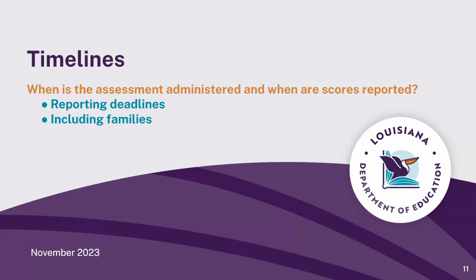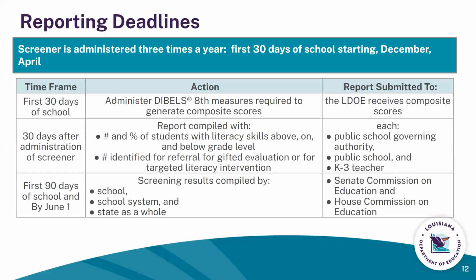I'm going to start us off by talking about a few deadlines we have for reporting results from the DIBELS assessment. As Dr. Heron said, within the first 30 days of school, at the beginning of the year, DIBELS Universal Screener was administered to all students, and that composite score was reported to the department.